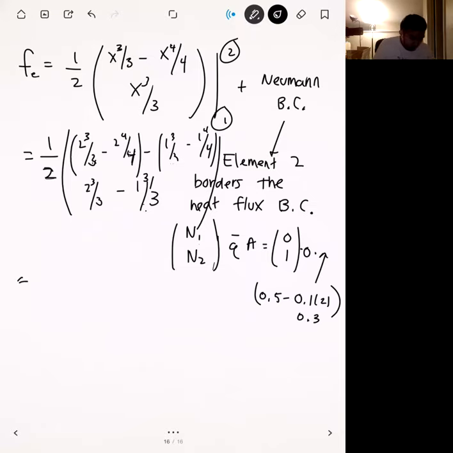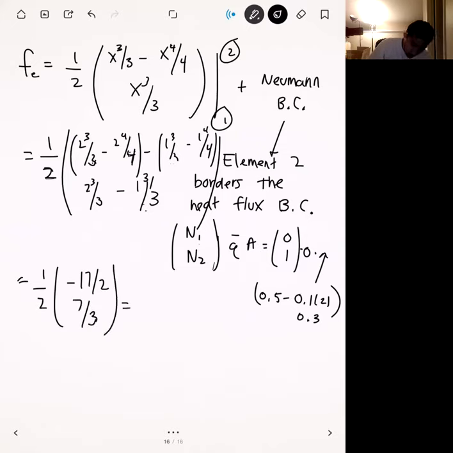And so we have 2 cubed divided by 3 minus 2 to the 4th divided by 4, minus 1/3 minus 1/4. And so this is minus 17 over 2. And on the bottom, we have 2 cubed divided by 3 minus 1/3. And so this is 7 over 3.